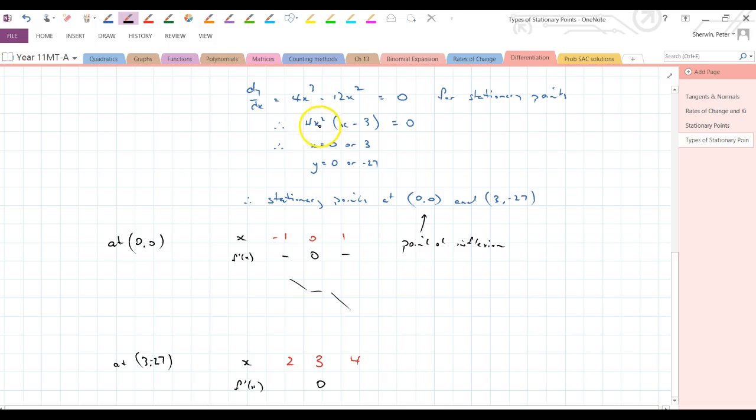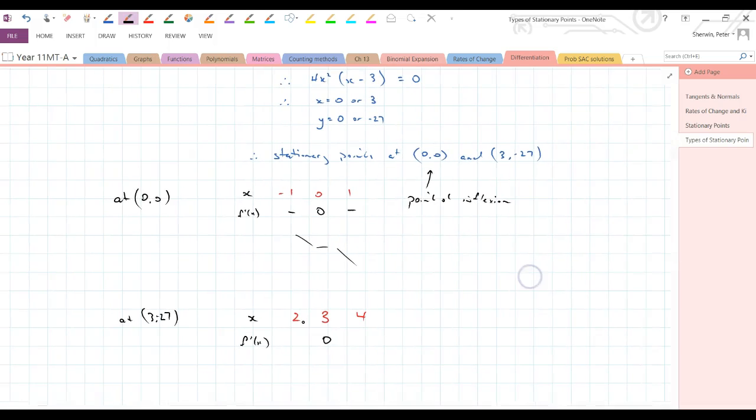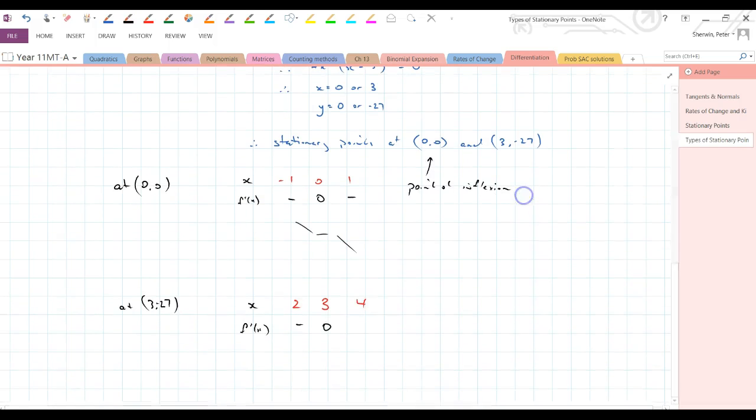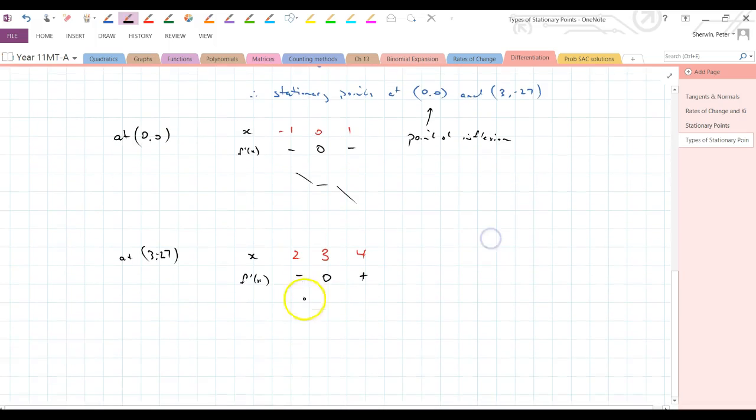At 2, what happens? 2 squared is 4, so this is positive. 2 minus 3 is negative, so this will be negative. And at 4, I'm going to have a positive value, aren't I? So it's going from negative to positive. So this is a point of inflection at 0, and this will be a local min at 3, minus 27.